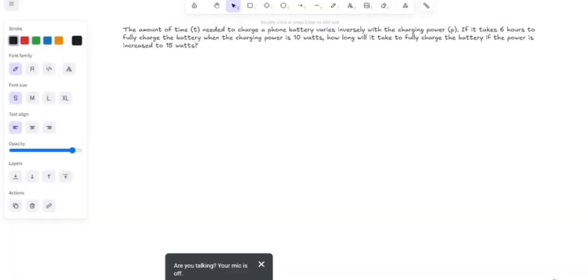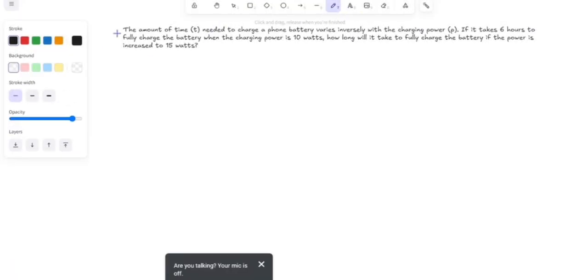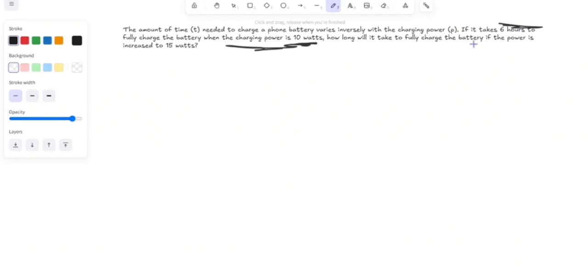Our last word problem for inverse variation. The amount of time t needed to charge a phone battery varies inversely with the charging power p. If it takes 6 hours to fully charge the battery, the charging power is 10 watts. How long will it take to fully charge the battery if the power is increased to 15 watts? Now 6 hours ay 10 watts. So tataasan natin yung power, gagawin natin siyang 15 watts.